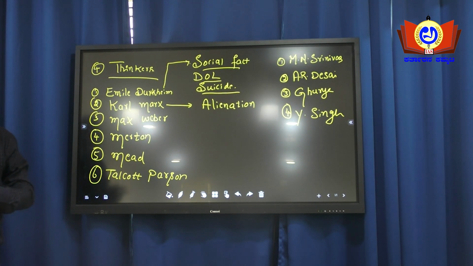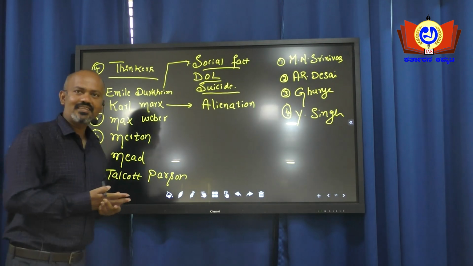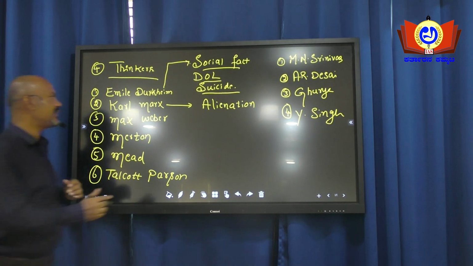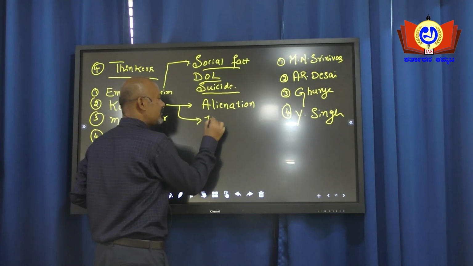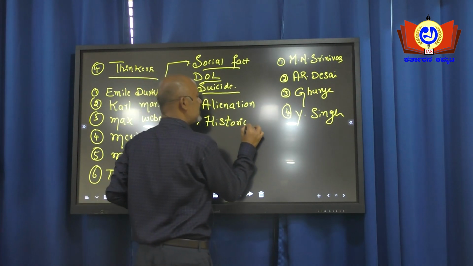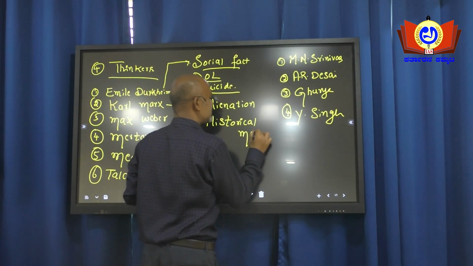Why are they alienated? In detail we will study. They are not alienated, but generally it happens. But a solution is also there for that. We will discuss in detail. Alienation. Second, historical materialism. Very important. A question will come. Historical materialism. Many times the question has appeared.